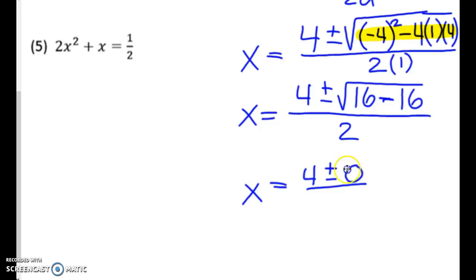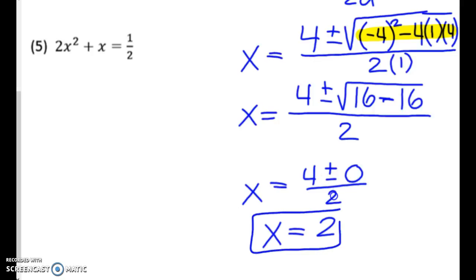And the square root of 0, as I just went ahead and obviously wrote, is just 0. And so once again, my two answers are 4 plus 0 divided by 2, and 4 minus 0 divided by 2. But when you add a 0 and subtract a 0, you're really not changing the number. And so actually what I end up with is one answer here. The answer would just be 2, because I would take 4 and divide it by 2 to get my answer of 2 here.